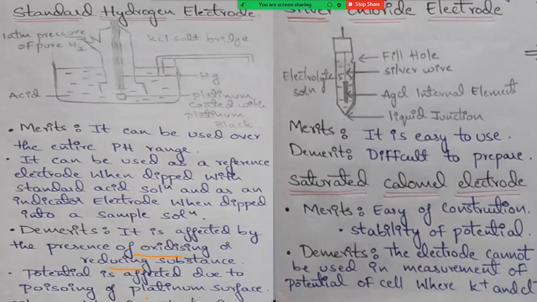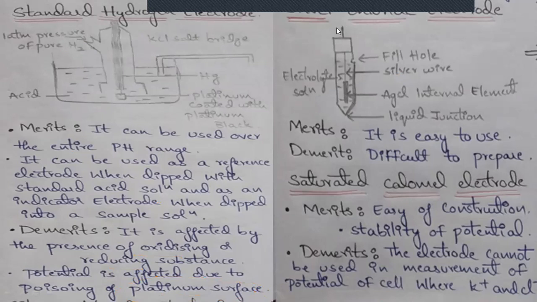The next demerit is the platinum surface. The platinum surface generally gets poisoned. That means the platinum surface will be damaged, the platinum wire also gets damaged, so the potential values will be affected. So we need to check periodically whether the platinum surface is properly intact or not. If any melting is seen on the platinum surface, then we have to coat it with platinum black, right? So this is about the construction of the hydrogen electrode.